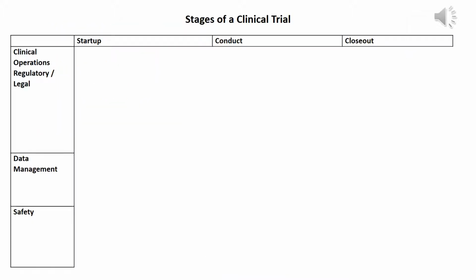I'm going to use this table to break down the activities of the various stages of a clinical trial. So if you notice along the top of the first row, we have the different stages that I mentioned earlier: startup, conduct, and closeout. And then in the first column, we have broken out those functional areas: clinical operations, regulatory/legal, data management, and then finally safety.